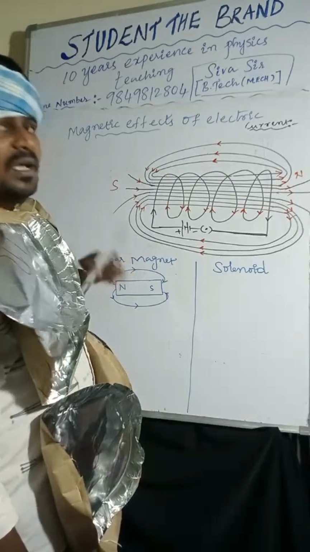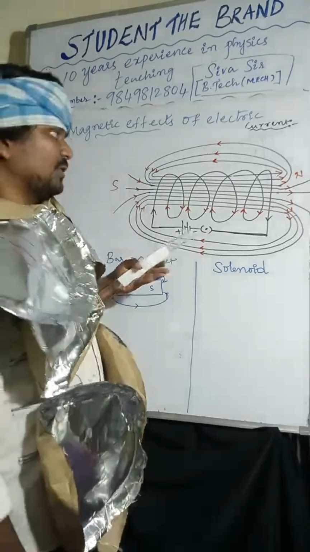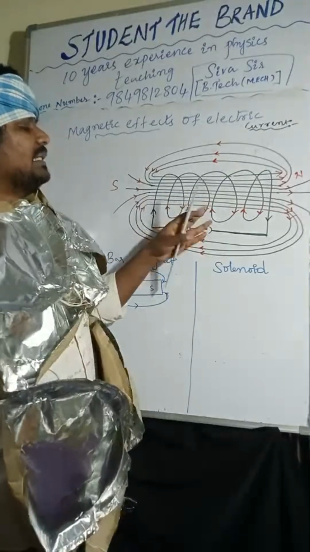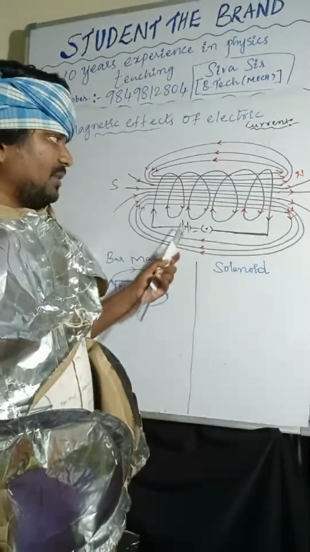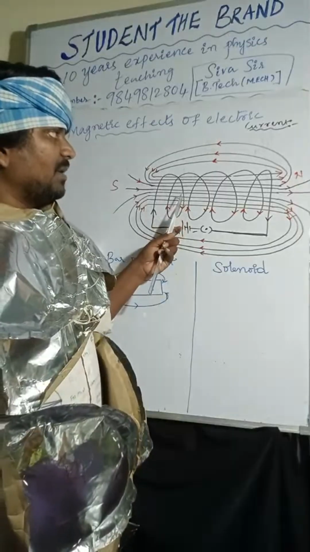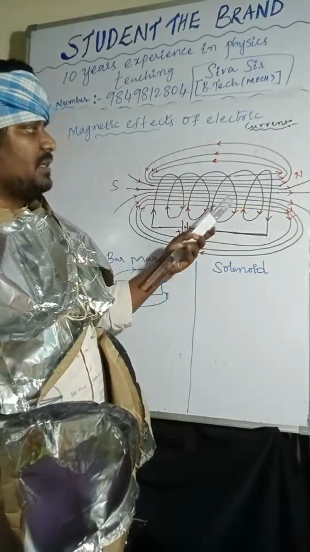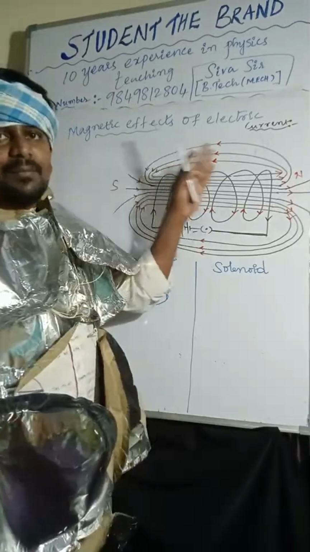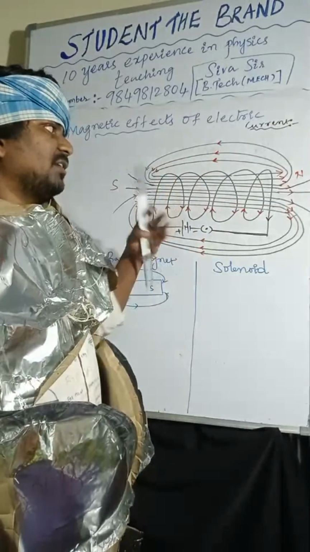Poles are fixed only. Poles we can't change, so strength will be the same. Here the strength varies according to the strength of the current, according to the number of loops, the number of rings. According to the number of rings, strength will increase. If you increase the number of turns, the magnetic field also increases.